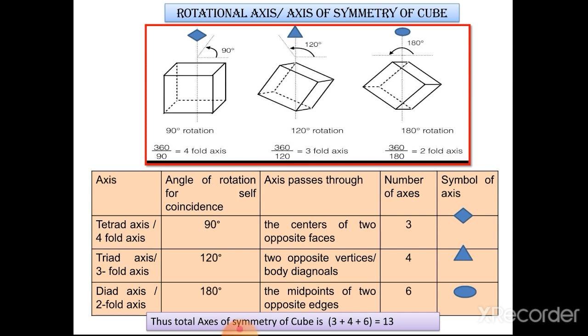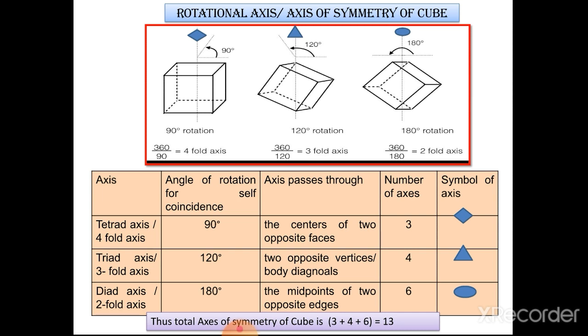Since there are a total of 12 edges to the cube, there are a total of 6 opposite parallel edges. Therefore, the cube has a total of 6 diad axes which are passing through the midpoints of opposite edges. These diad axes are also called two-fold symmetry or two-fold axes, which are shown by the symbol of an oval. So in all, if we consider the rotational axes for a cube, then it is observed that the cube has 3 tetrad axes, 4 triad axes and 6 diad axes. So in addition to all these, the cube has 13 axes of symmetry.